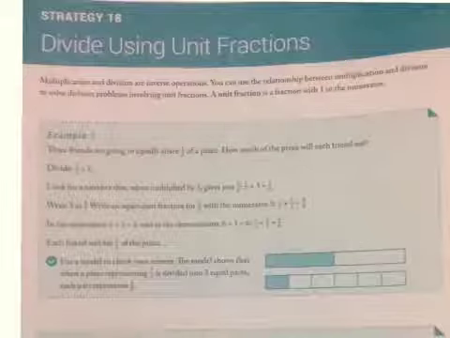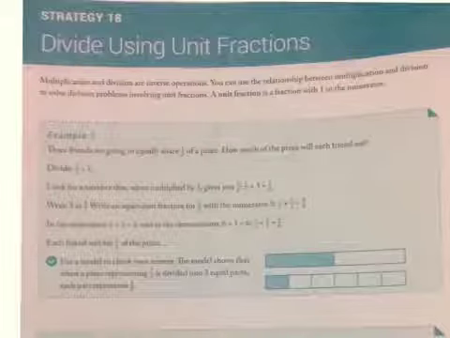Let's look at example 1. 3 friends are going to equally share 1/3 of the pizza. How much of the pizza will each friend eat? So we're going to divide 1/3 divided by 3. It says look for a number that when multiplied by 3 gives you 1/3. Question mark times 3 equals 1/3. So we're going to write 3 as 3/1, and write an equivalent fraction for 1/3 with the numerator 3.